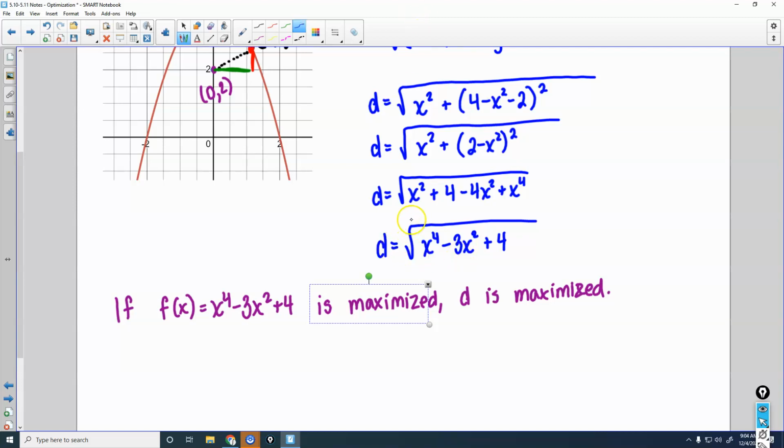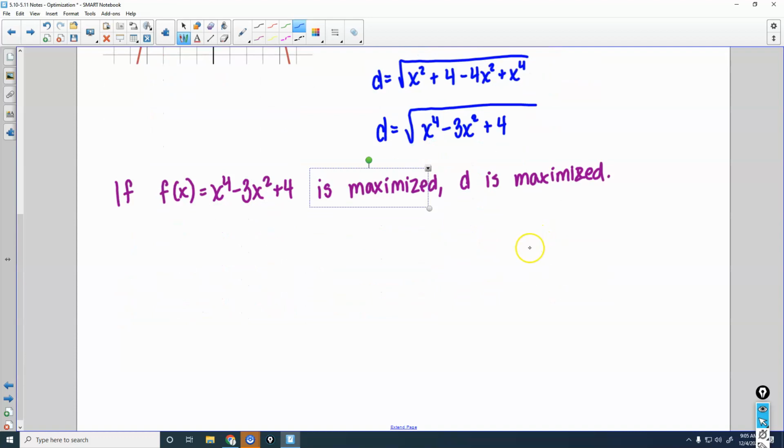So I don't have to deal with the square root. Now, you could do the whole thing with the square root in it. You could just find the derivative and find the maximum point. It's just a lot harder to do. And this will make it much more manageable, particularly if we're trying to do this with minimal calculator use.